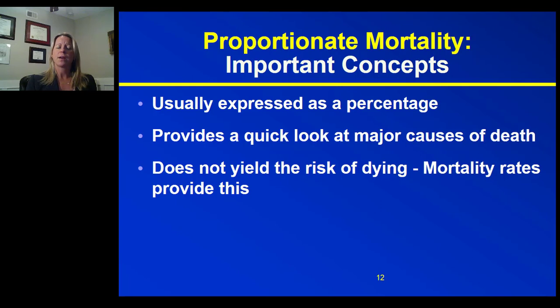So important concepts about proportional mortality are that it's usually expressed as a percentage, and it's useful in terms of providing a quick look at major causes of disease, but it doesn't yield anything with respect to the overall risk or incidence of dying. That's what mortality rates provide us.